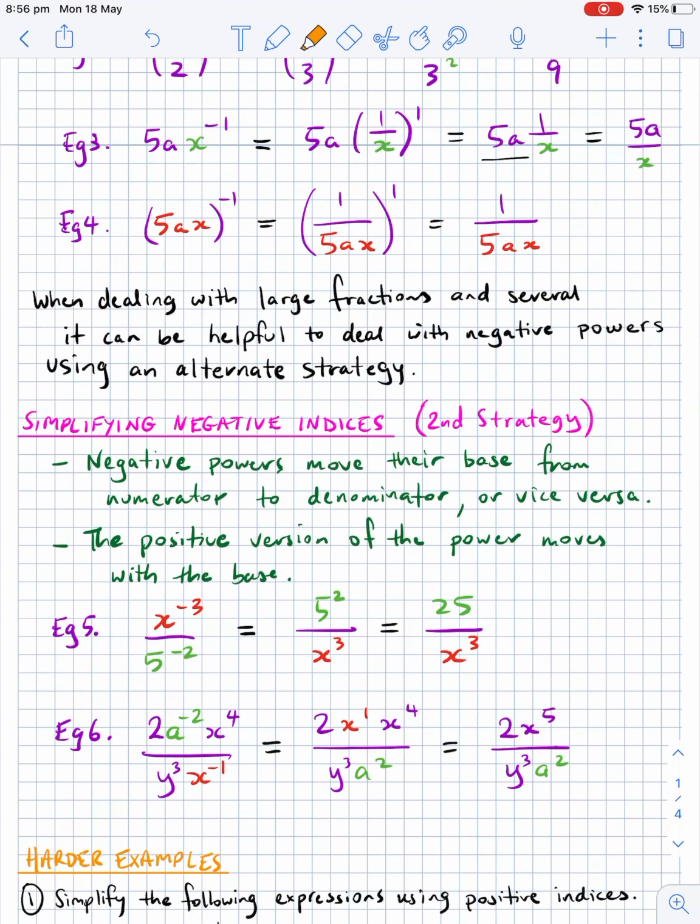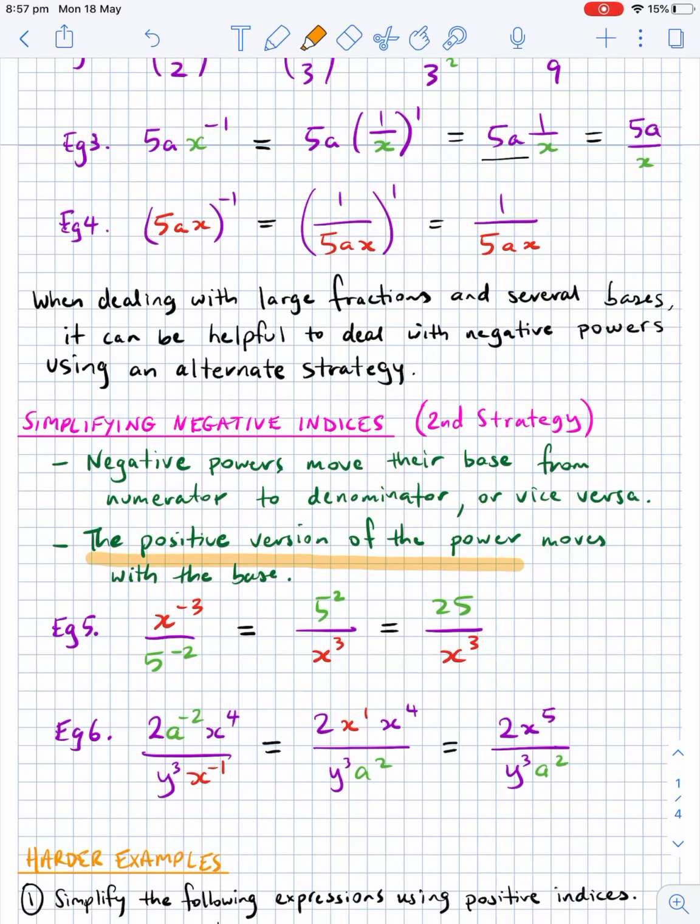Okay, so when dealing with large fractions and several bases, it can be helpful to deal with negative powers using this alternate strategy. So it's a bit of a second strategy to help you with this. Okay, so the second strategy involves negative powers moving their base from numerator to denominator, or vice versa. So it's all about these negative powers moving the base from top to bottom, or bottom to top.